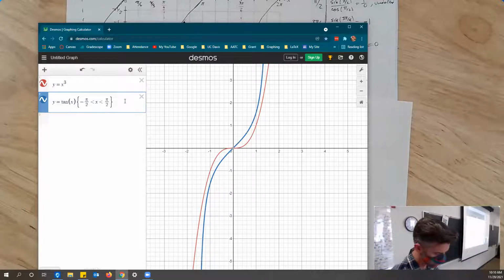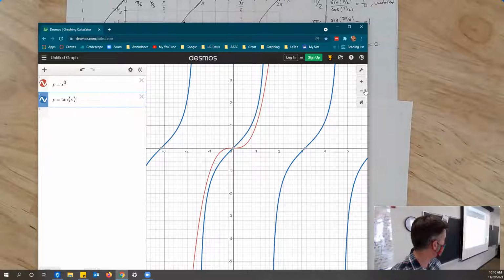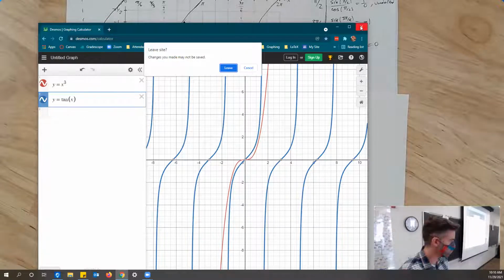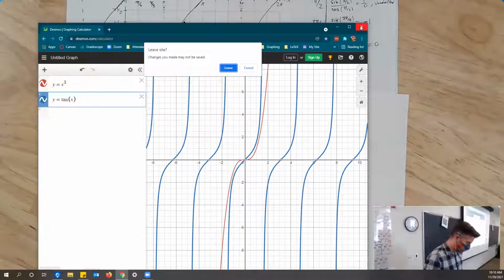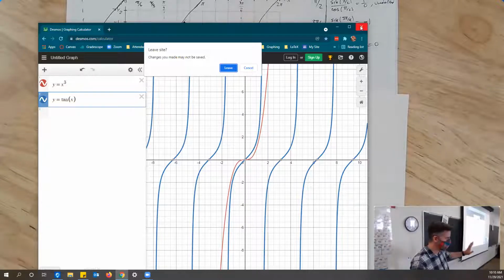If we get rid of this domain restriction, that's tangent. There's a lot of tangent. It keeps going and going and going. And x cubed has a bit of a different look. So similar, but not the same. Yeah, good point. Other observations or questions about tangents? We don't do a lot with tangent, but it's a graph you should have seen.